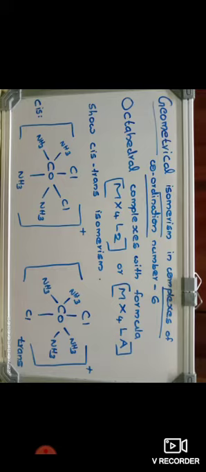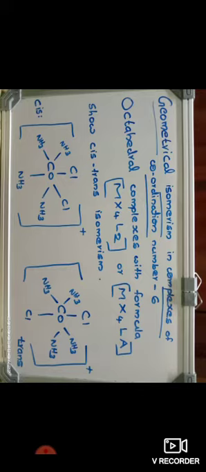Now, geometrical isomerism in complexes of coordination number 6. That is octahedral complexes with the formula MX4L2 or MX4LA, meaning 3 different ligands are there. They will show cis-trans isomerism. If 2 L are adjacent to each other, it is cis, and if 2 L are opposite to each other, it is trans.